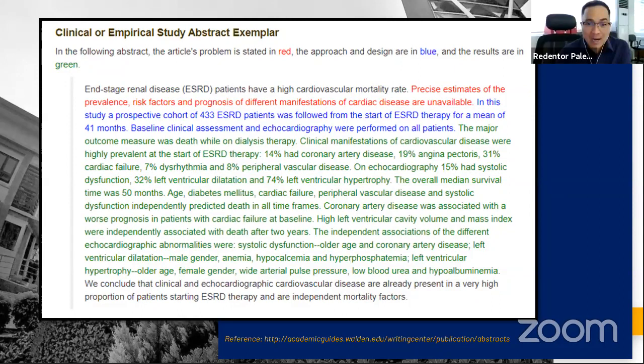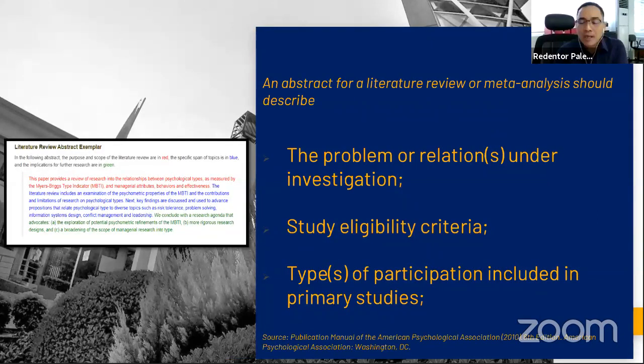Another characteristic of an abstract based on a certain paper. Okay, what if our paper is a literature review or meta-analysis? How would an abstract look if you have this kind of paper? Take note of the areas that you need to consider if you are writing a literature review or meta-analysis paper. So take note of number one, the problem or relations under investigation.